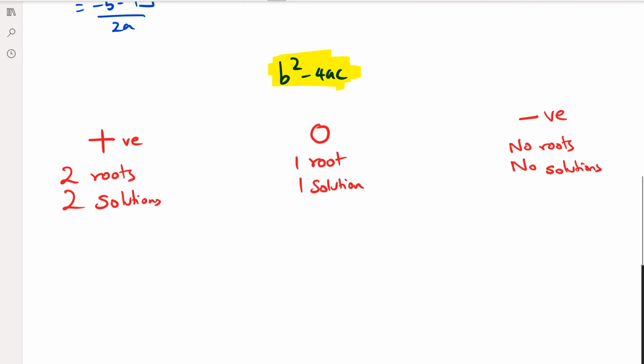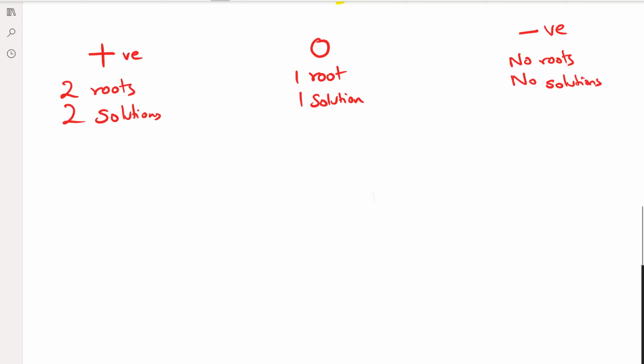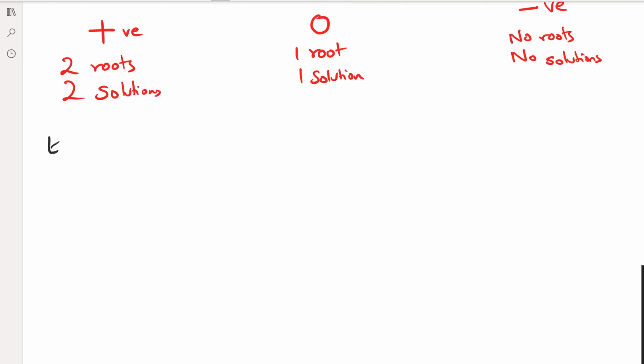Okay, so that's just something that you need to remember, guys. If the discriminant is positive, you've got two solutions or roots. If it's 0, you've got one root or one solution. If it's a minus number, you've got no roots or no solutions. All right, let's have a look at a couple of quick examples.